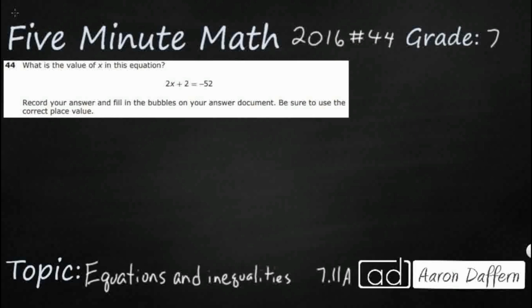So we need to find the value of x. We have a very simple equation here: 2x + 2 = -52. And as we can see, there's no F, G, H, or J to choose from. So we're going to have to be really sure that our answer is correct before we bubble it in.